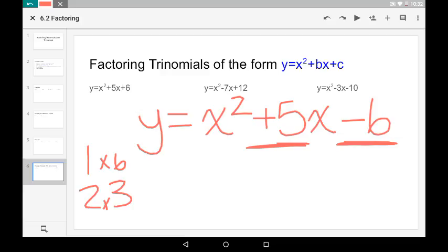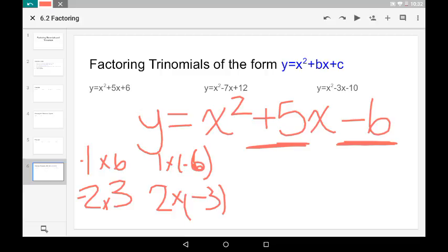Alright, so how can we get a negative 6? We could either have negative 1 times positive 6, we could have negative 2 times 3, we could have 1 times negative 6, or we could have 2 times negative 3. So as long as one of those factors is negative, we'll get a negative 6.